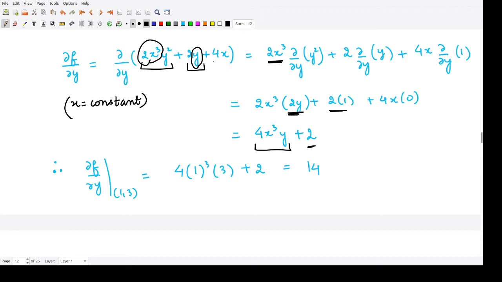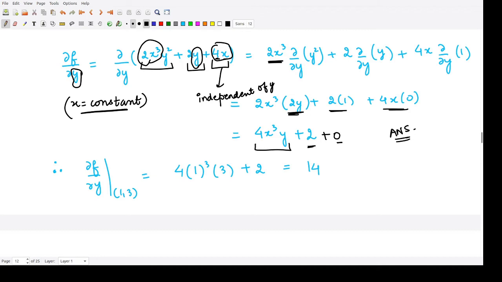And next we will perform the derivative of this 4x. Now this term is independent of y, there is no y. So we will treat this 4 into x as constant, because we are taking the partial derivative with respect to y. So x is constant. That means the derivative of a constant quantity is equal to 0. So we have the final answer as 0 here. So this is the partial derivative with respect to y, but they are asking what is its value calculated at the point 1, 3. So when you substitute x is equal to 1 and y is equal to 3, your final answer is equal to 14.